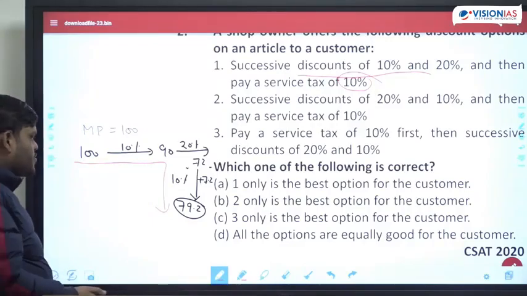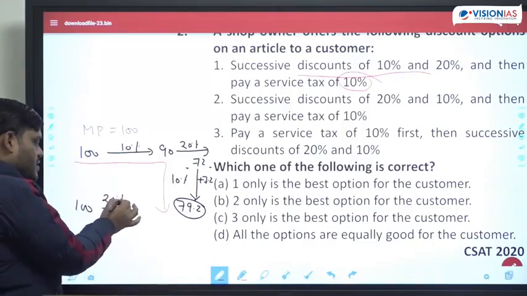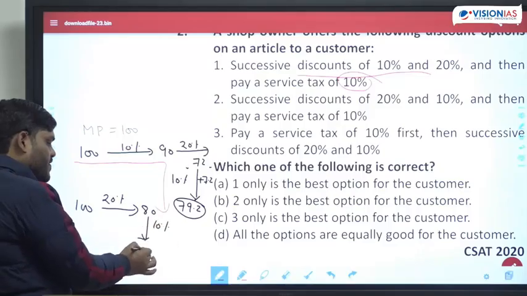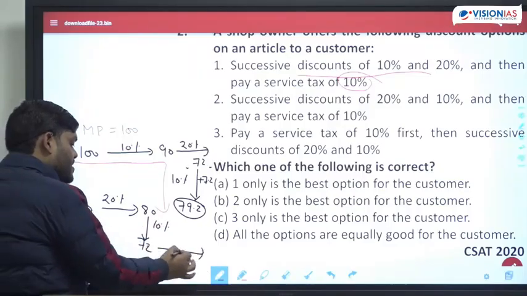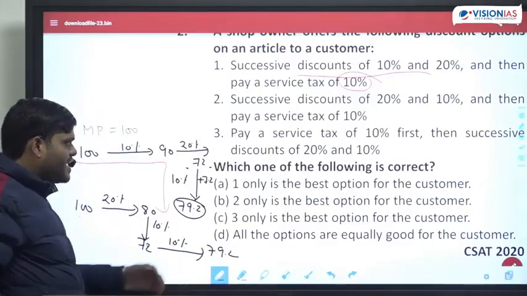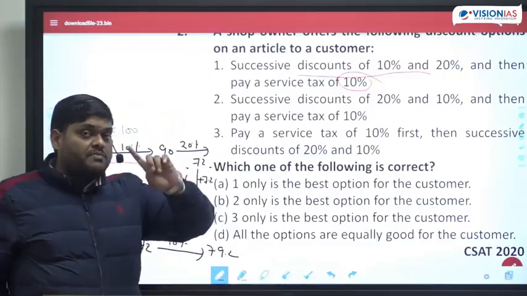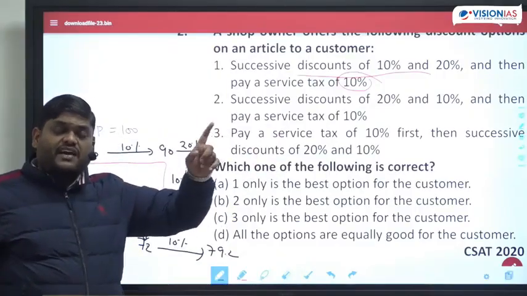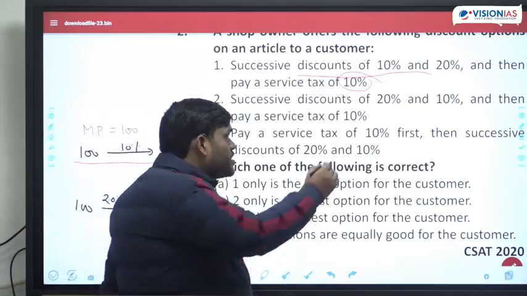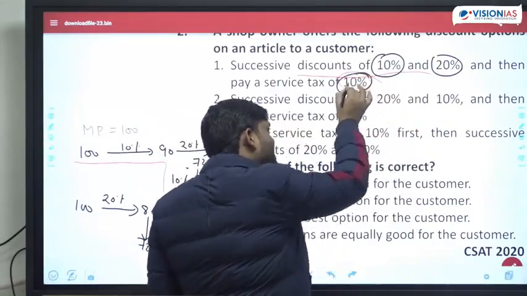Now in the second case, what happened? First 20% discount, this will become 80, then 10% discount, this will become 72, then 10% service tax, again it becomes 79.2. And in the third case also, if you do the same thing, you will get the same answer. And if you remember the first class of successive increment and decrement, this is the case. We are decreasing 10%, then 20%, and then increasing 10%.